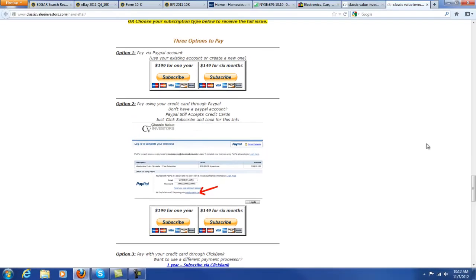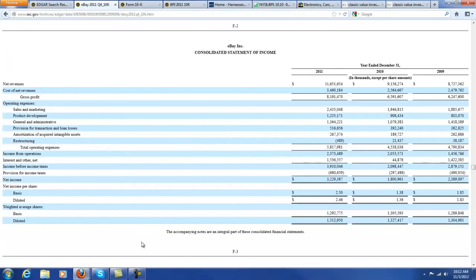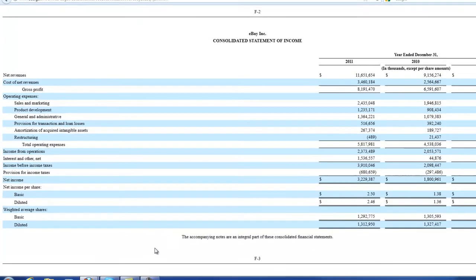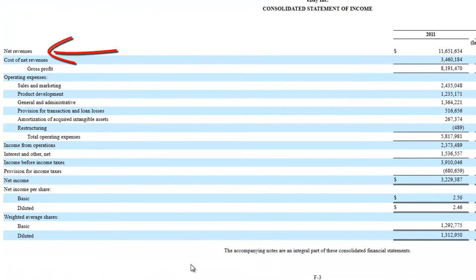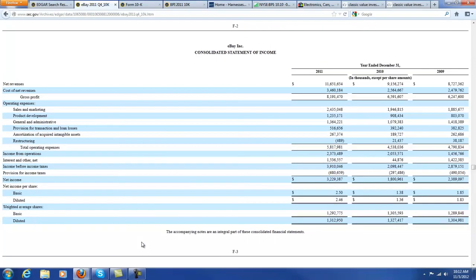But if you looked at the income statement of eBay, as you see on your screen, you would not know that it owns PayPal. All you see here is net revenues on the top line, and this doesn't tell you much. It doesn't tell you where the revenues are coming from or how much is coming from various sources. And to find out more in detail where the revenues are coming from, you obviously have to read the entire 10K.